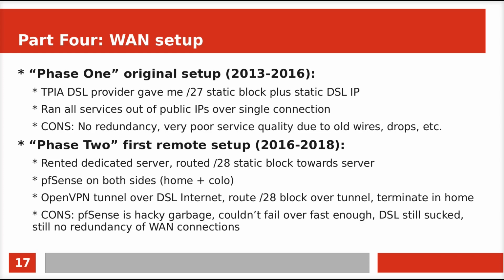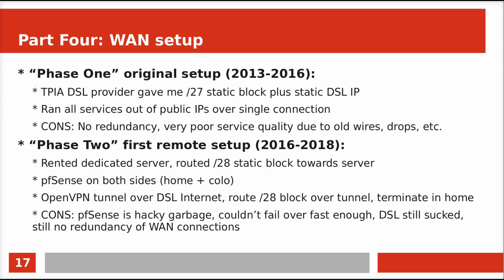So this whole WAN setup's actually gone through 3 phases. Three and a half phases, let's call it that. Phase 1 was my original setup from when I first started doing mail for myself in 2013 until about 2016. I have my DSL provider, who's actually a TPIA, a third-party reseller of the incumbent lines. I was able to convince them to give me a /27 static IP block over my residential DSL connection.